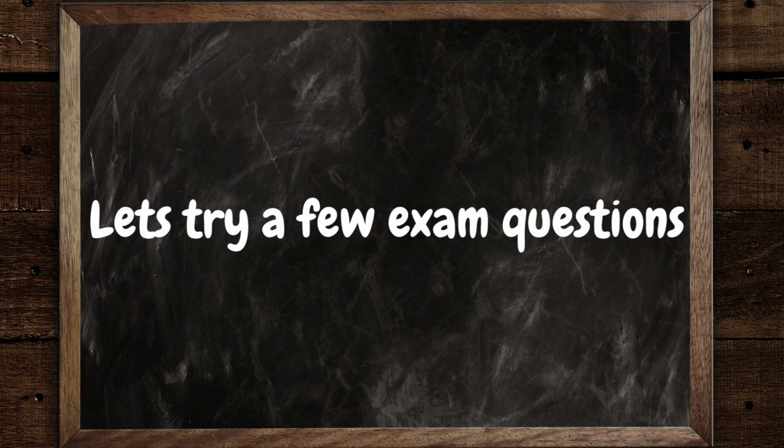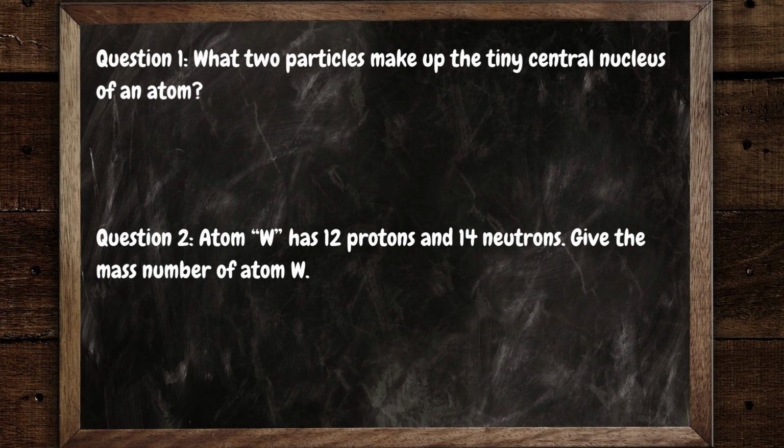Again, you can pause the video here and have a go, and then we can go over them together. So the first question is, what 2 particles make up the tiny central nucleus of an atom? And the second question is, atom W has 12 protons and 14 neutrons. Give the mass number of atom W.